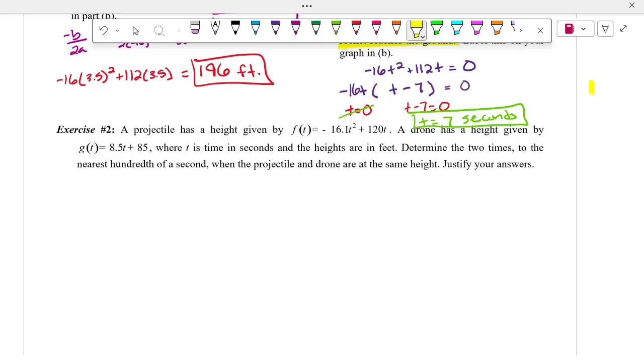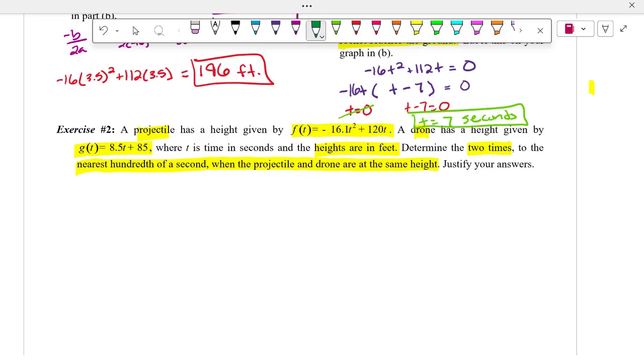A projectile has a height given by this function. A drone, so this is a projectile, this is a drone, has a height given by this function, and its heights are in feet. Determine the two times to the nearest hundredth of a second when the projectile and the drone are at the same height. So this would be a what?